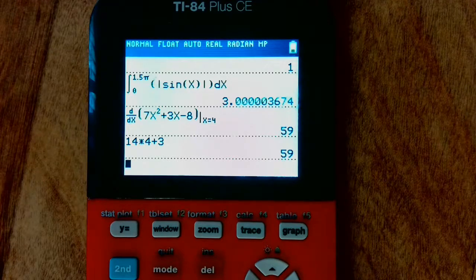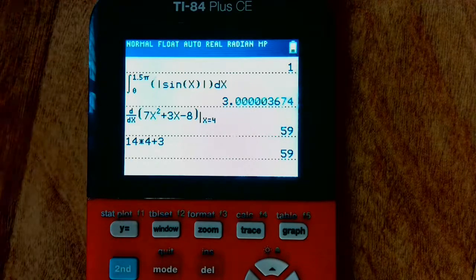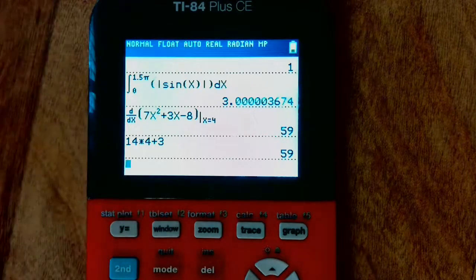Remember, as you go through, this is a tool. This is not to do your work for you. It is to check your work. But I do want to make sure that you know what your calculator does, the full potential of the technology at your hands.